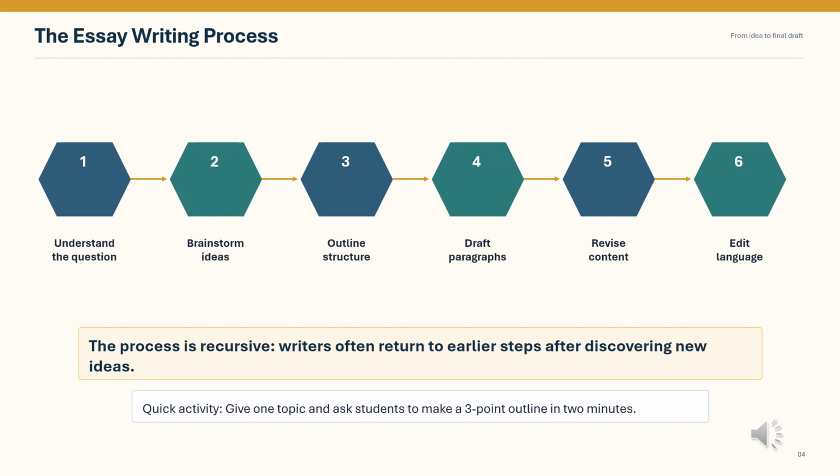Next is the fifth step, where you revise the content. Check whether the ideas that you have written are logical or not, whether they are relevant to the question asked or not, whether they are properly arranged or not. Next is the final step, that is edit the language. When we edit the language, we check the grammar, spelling, punctuation, sentence structure, word choice.